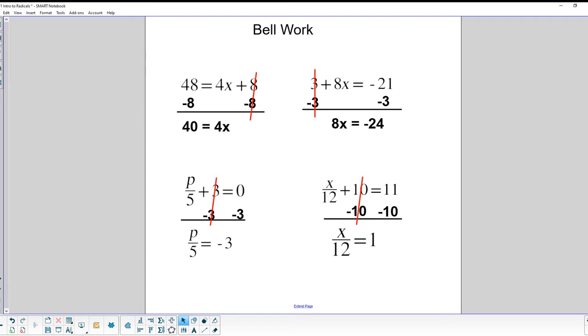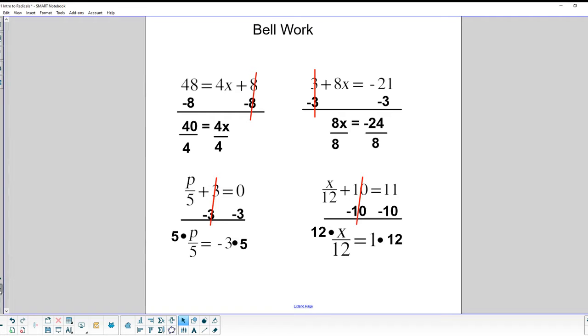Now the next step is illustrated by this. We're going to divide both sides by whatever the number is that's left by x. So if it's in front of x, we divide like this, divide both sides by 8. On this one, the number that's left is underneath p. So in order to get rid of that number, we have to multiply both sides by that same number, which is illustrated here. And the same here, the number left under 12, we need to eliminate that to get x by itself. So we multiply both sides by 12.